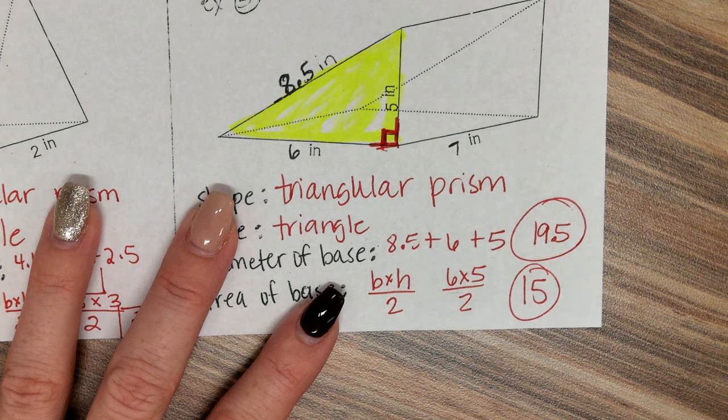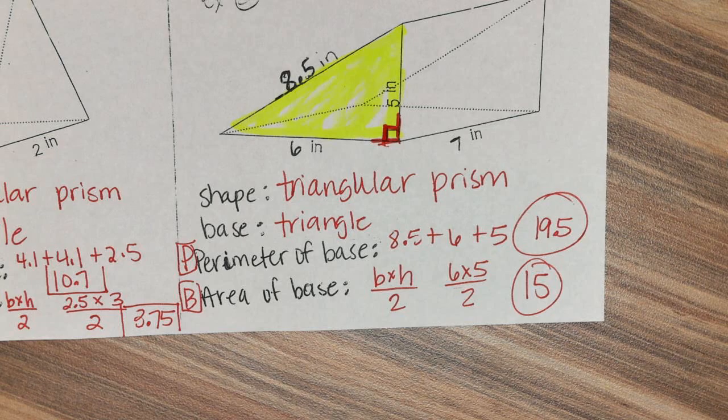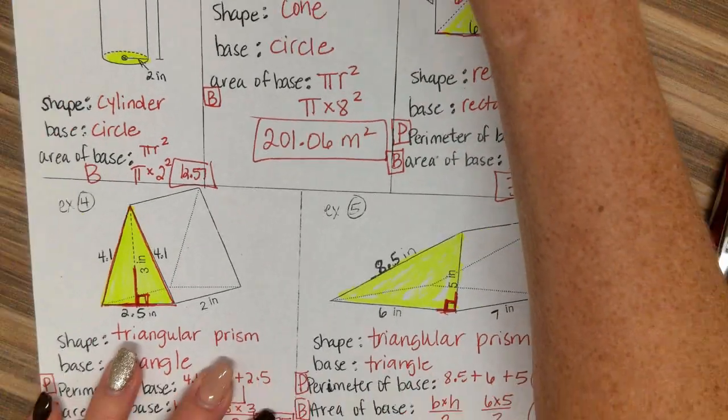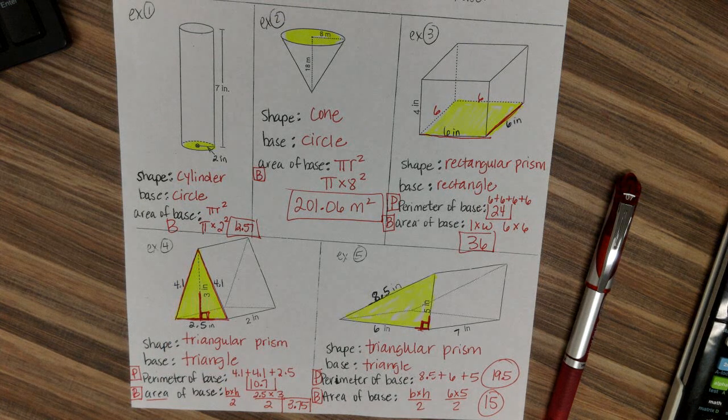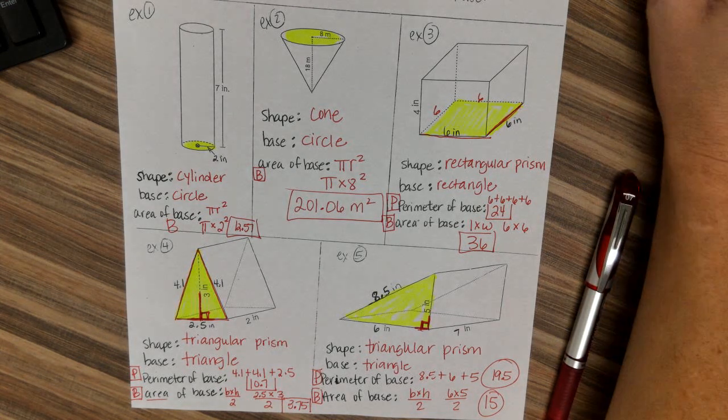How do y'all think about this? Easy? All right, so again, what is your job today? Number 1, you got to know the shape. Number 2, you got to know what kind of base the shape has. Number 3, you've got to find the area of the base, which is just either a circle, a rectangle, or a triangle. And number 4, find the perimeter and area of the base. All right, I'm going to post your assignment.